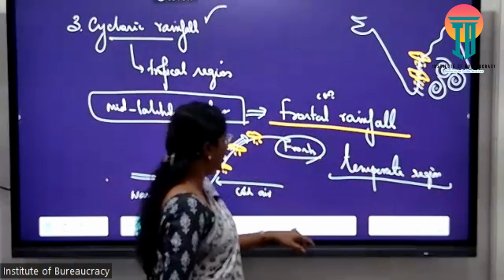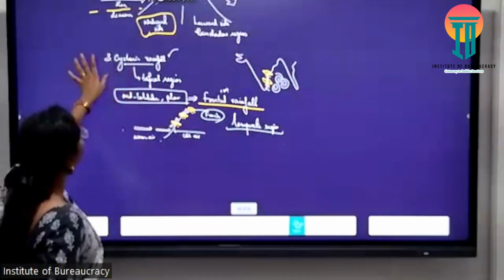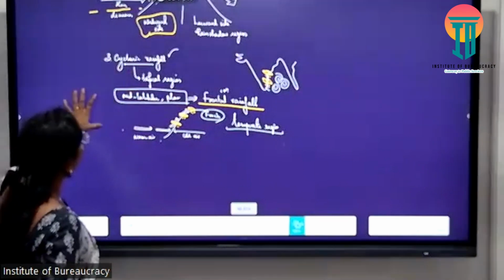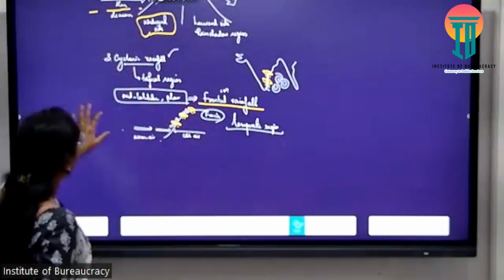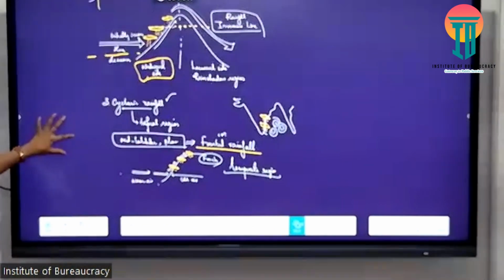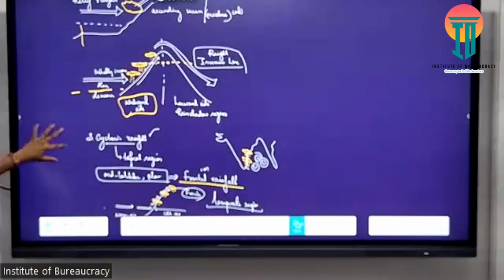So these are the three important types of rainfall: convectional rainfall, orographic rainfall, and cyclonic rainfall. Three important types.